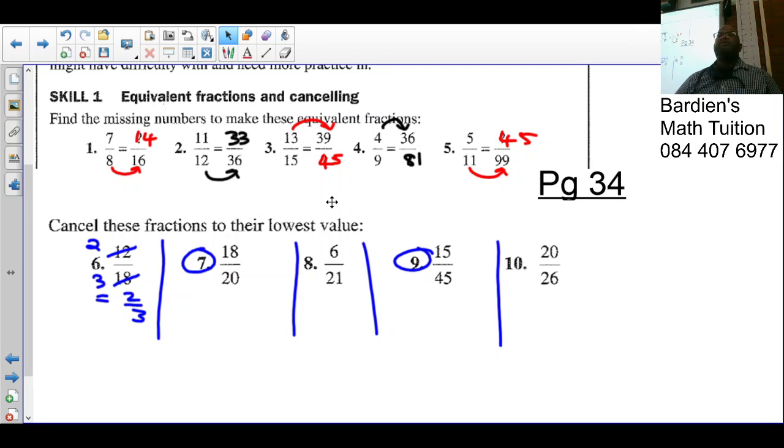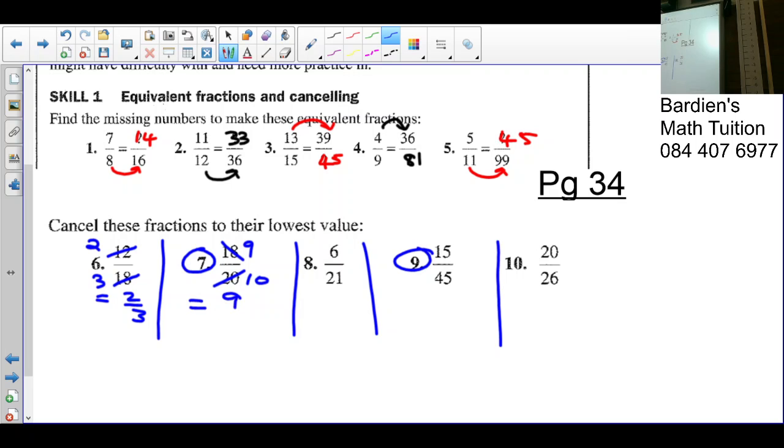Okay, you guys finish? Yes? What number goes into 18 and into 20 without remainder? 2. 2 goes into 18 9 times, and 2 goes into 20 10 times. The answer is 9 over 10. You all agree with that? The next one? What goes into 15 and into 45 without remainder? 15 goes into 15 once, 15 goes into 45 3 times. So the answer is a third.